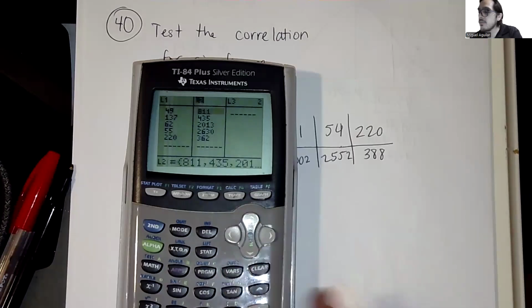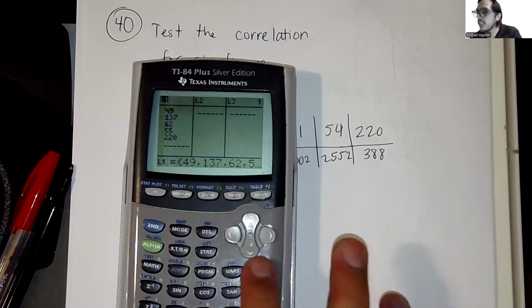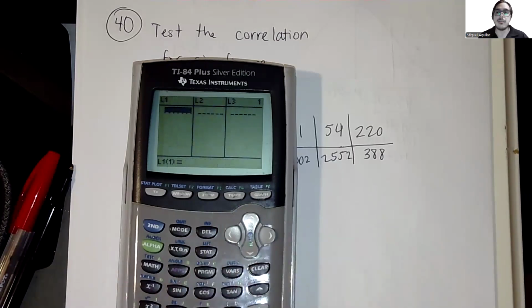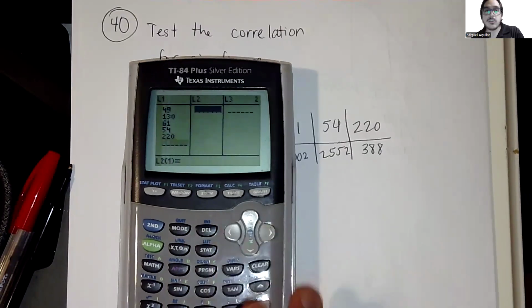So we can go over to our calculator and go to stat, edit. We used these lists before, so I'm going to clear them, and you can feel free to clear your lists by clearing the entire memory. I'm going to type in the data for measles cases, which is 49, 130, 61, 54, 220. Then I'm going to move over to L2 and put 817, 454, 2002, 2552, and then 388. We've got to make sure that our lists are balanced. If I accidentally mistyped one of those numbers, it could throw off the analysis.